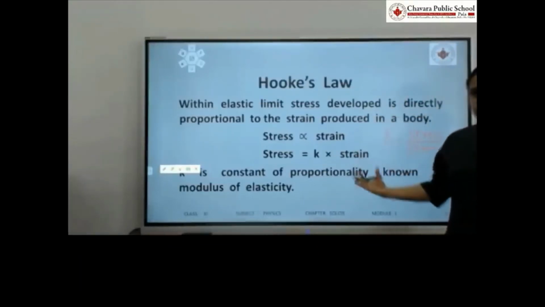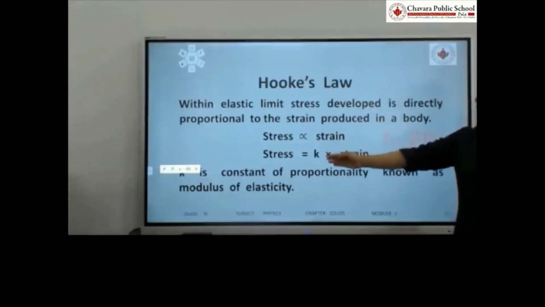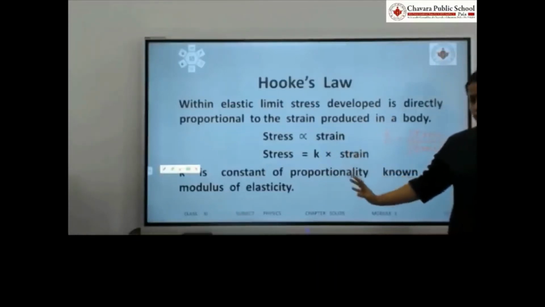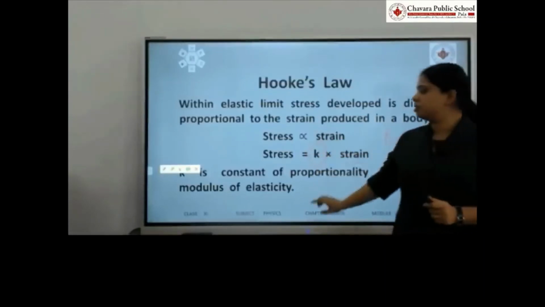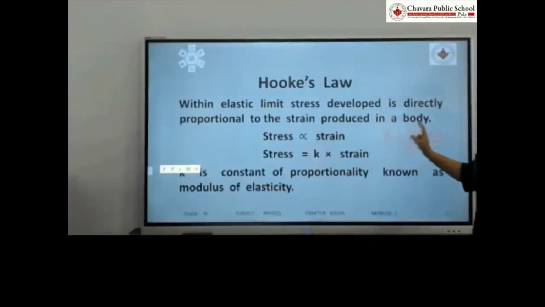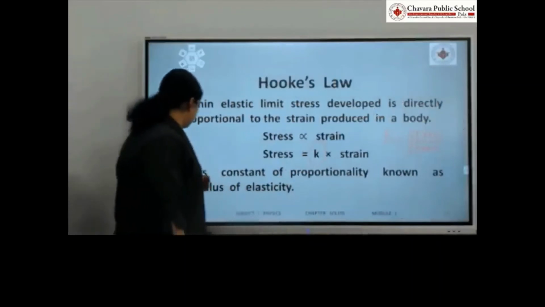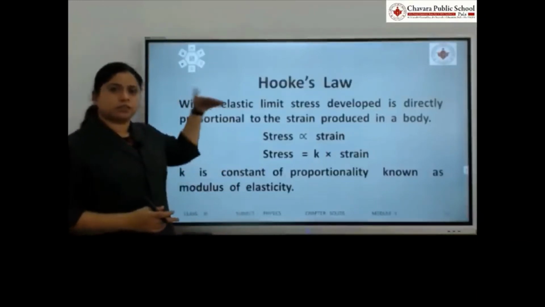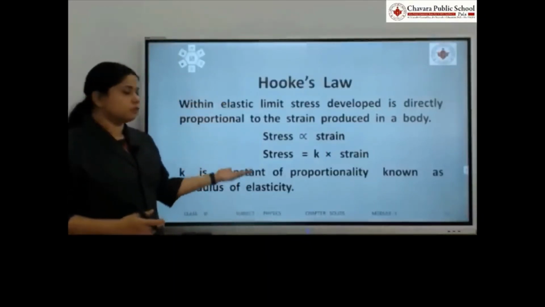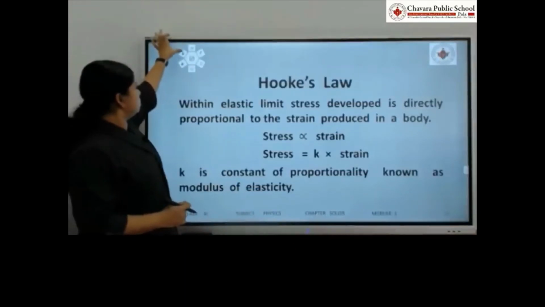So, modulus of elasticity gives the measure of elasticity. Stress is proportional to strain, the proportionality constant is K, but K is known as the modulus of elasticity, K equals stress by strain. In the upcoming sessions we will discuss different types of modulus of elasticity, different types of stress and strain. There are 3 types of modulus of elasticity in elasticity, so we will discuss it later.